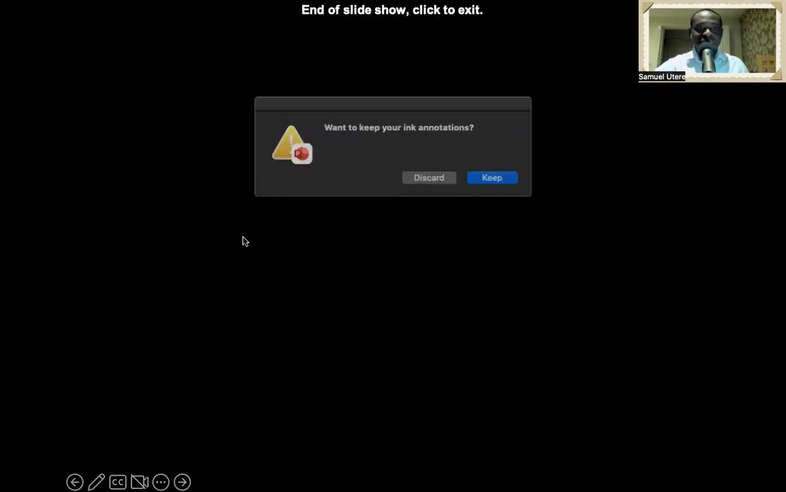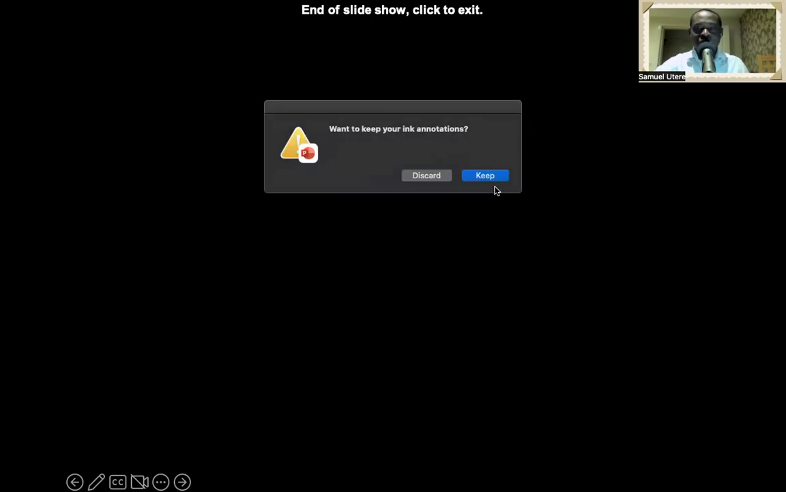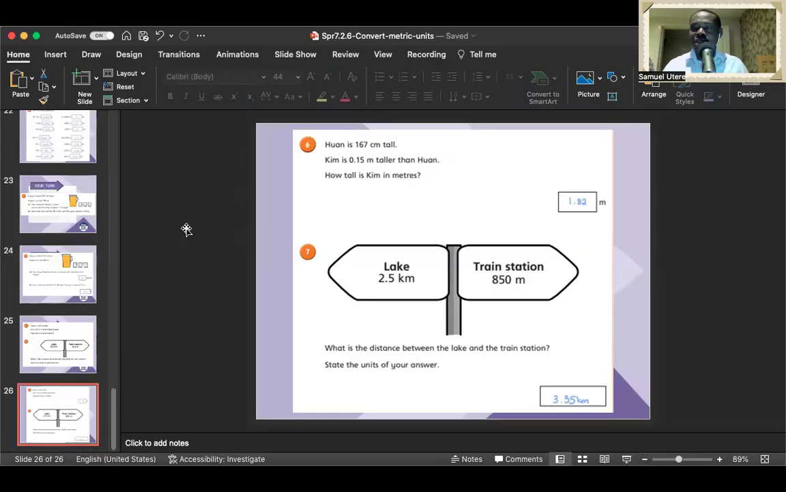Okay, that brings us to the end of our lesson. So what we've learned so far, we have learned how to convert between metric units. We learned metric unit of length, metric unit of mass, and metric unit of capacity. Using these units, you would be able to solve a lot of problems that involve metric unit conversion.